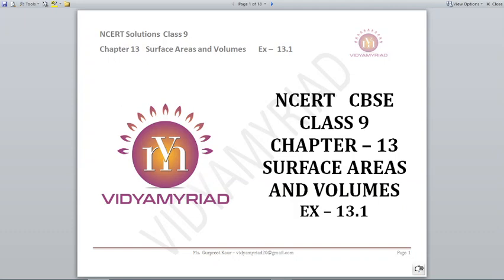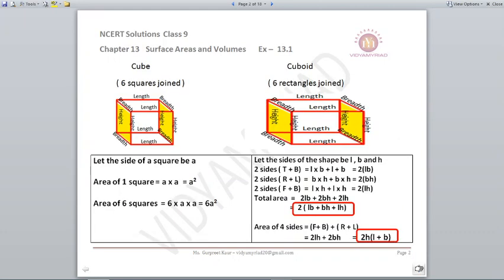This video is made for class 9th on chapter number 3, surface areas and volumes, and today we are going to do exercise 13.1 of NCERT. Before we begin with the exercise, first understand what a cube and cuboid are and how we are going to find out their areas. Now if you see, a cube is made up of squares.